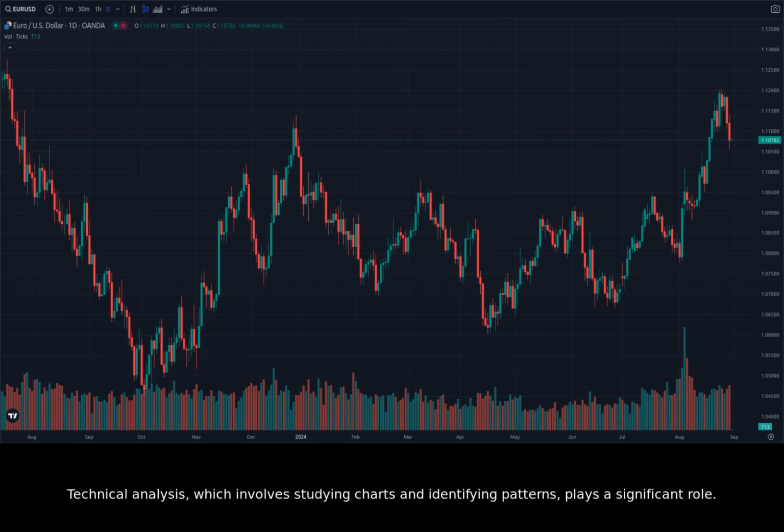Technical analysis, which involves studying charts and identifying patterns, plays a significant role. So, let's dive into the charts and see what they tell us. Switching to the daily chart, we observe a clear downward trend in the EURUSD. The price has been steadily declining over the past few weeks, suggesting a bearish sentiment.